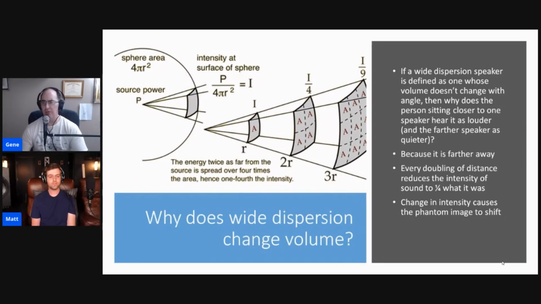And you're saying this is less of an effect when you have narrow dispersion. Yeah, and that's what we're going to talk about in the next couple slides. But basically, with narrow dispersion speakers, that ability to get quieter as you move off axis means that you can aim them, as I was saying earlier, such that as you move to the left and you're getting closer to that left speaker, it gets quieter, but the right speaker actually gets louder because you're now more on axis to the right speaker, more off axis to the left speaker, and the center image stays put.